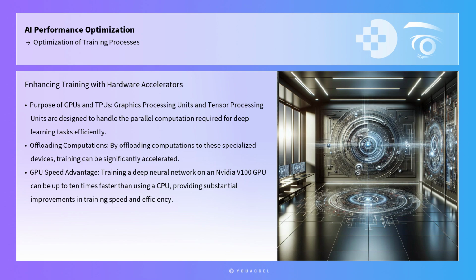Graphics processing units and tensor processing units are designed to handle the parallel computation required for deep learning tasks efficiently. By offloading computations to these specialized devices, training can be significantly accelerated. For instance, training a deep neural network on an NVIDIA V100 GPU can be up to 10 times faster than using a CPU, providing substantial improvements in training speed and efficiency.